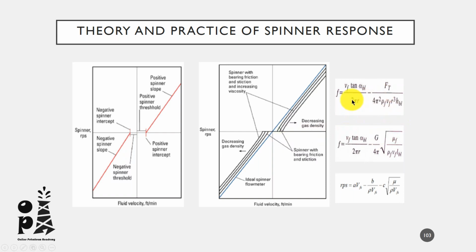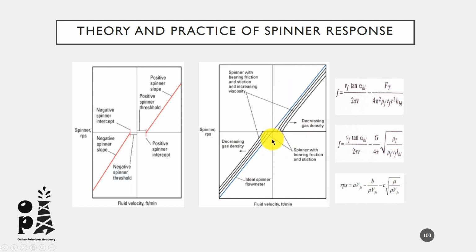Here, in the first equation, we only subtract the effect of retarding torque from spinner blade friction. The second equation introduces the effect of fluid viscosity, and here the term of viscosity is subtracted from the ideal response. The combined effect is shown here in this equation, where both the effect of fluid viscosity and spinner friction is subtracted from the ideal response equation.